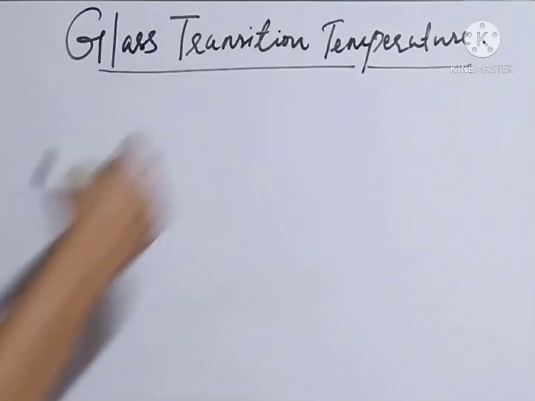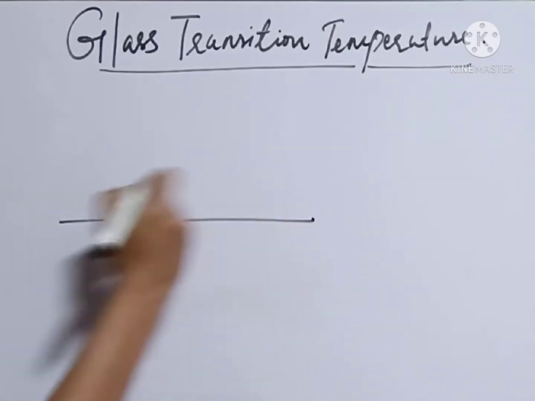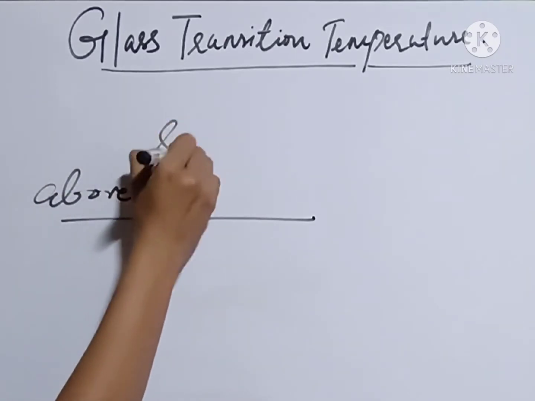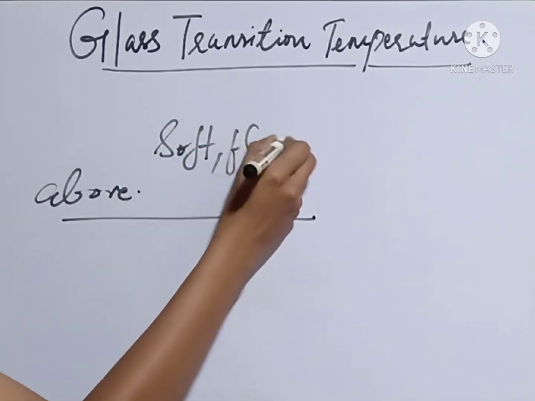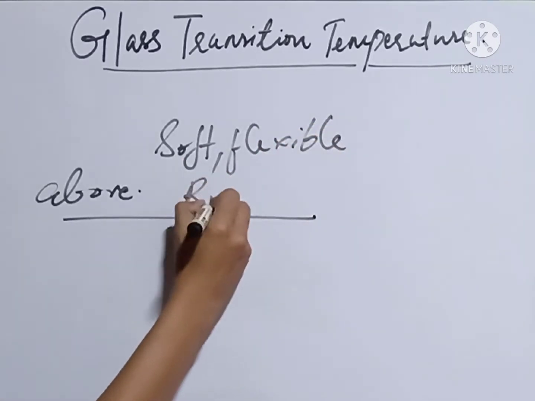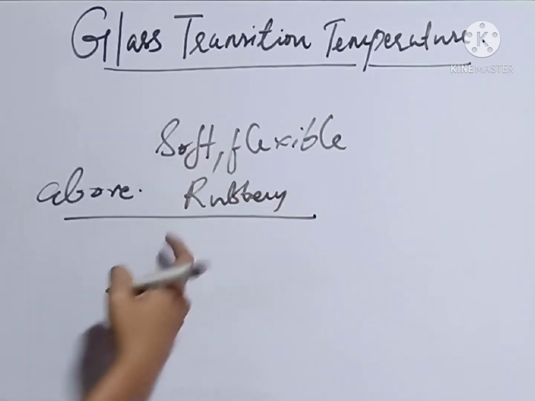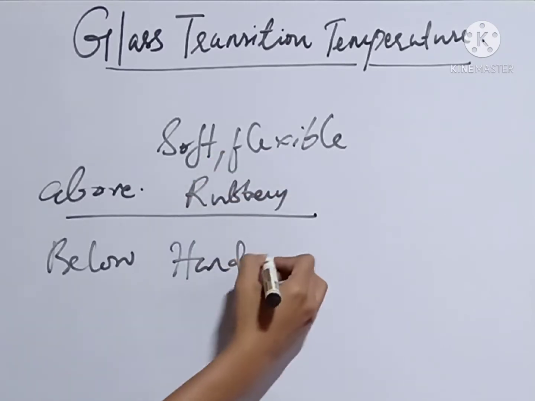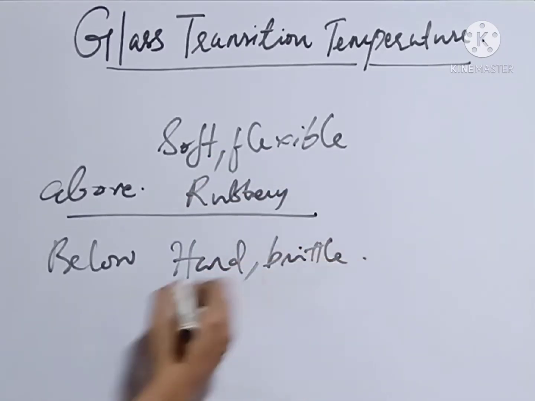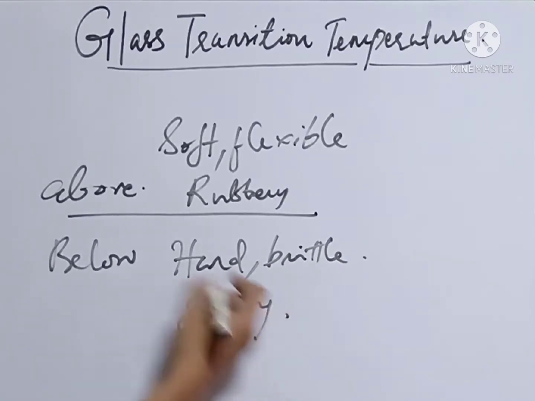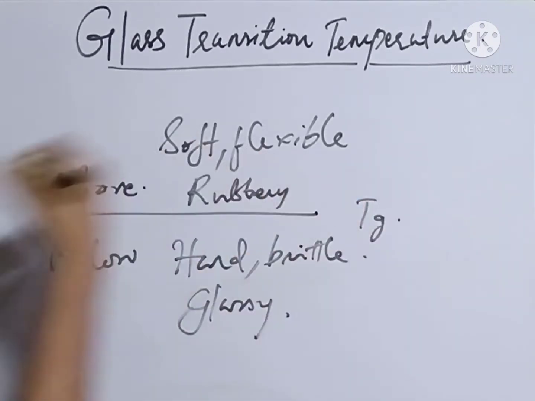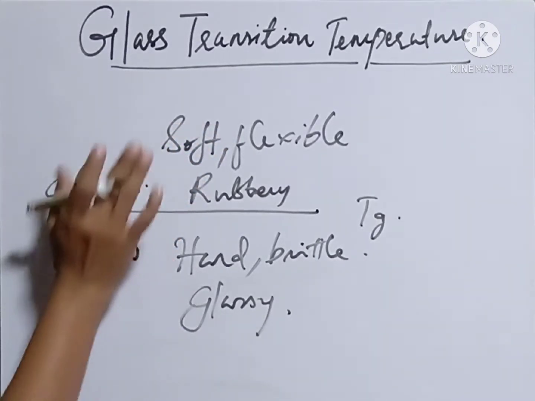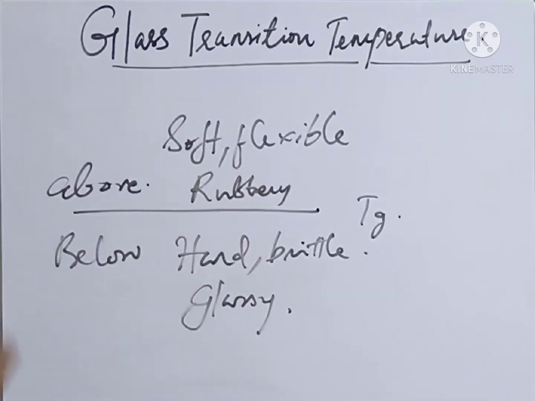Glass transition temperature: a particular temperature above which a polymer acts as soft, flexible and rubbery in nature, and below which the polymer acts as hard, brittle and glassy, is known as glass transition temperature Tg. So glass transition temperature is the temperature above which a polymer acts as soft, flexible and rubbery.